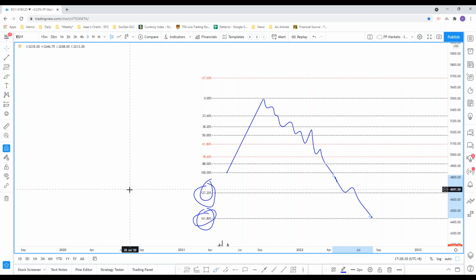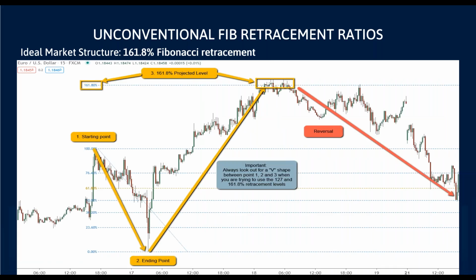Now let me get back to the slide. So to walk you guys through this very classic textbook example, price has come all the way down, it has retraced, and then when it comes up to the 100% and goes above it, that is what I say it has reversed. I draw the Fibonacci from the starting point to the ending point, and of course I have the 161.8. So like we put in the slides here, always look out for a V shape, or a Nike tick. Between 0, 1, 2, and 3, we are trying to use the 127 and 161.8 levels.